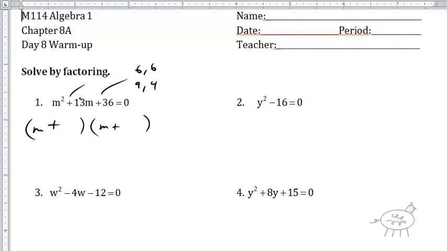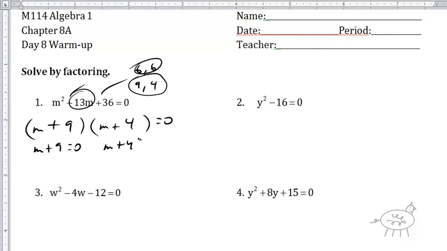And so the deal is, once you get 13, obviously 6 and 6 doesn't work. 6 plus 6 is 12, but 9 plus 4 is 13. Once you're doing that, you don't need to keep going. So we're just going to do 9 and 4. Those are our two values. And then, of course, I set those equal to zero. So m plus 9 equals 0, m plus 4 equals 0. So m equals negative 9, and m equals negative 4.